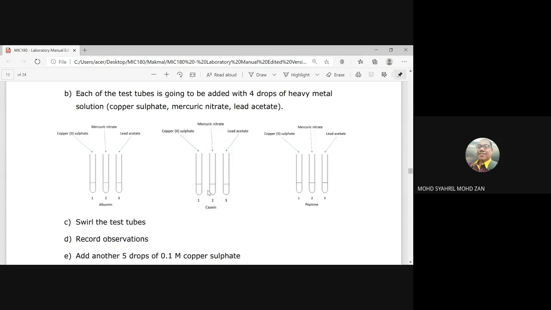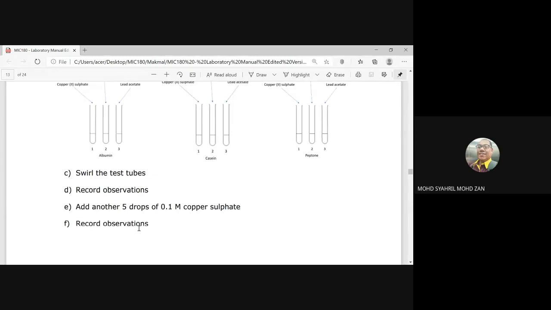So quickly do another 3 test tubes for caseins. But the solution, or 4 drops, is the same, right? And then peptone. And then fill the test tube. Again, record the observation. So in this, how do you have to record? You have to record, is it precipitate or denatured that happens? If precipitate is present, it means the denaturation process has occurred. Okay. And then add another 5 drops of 0.1 molar copper sulfate, and then record the observation again.